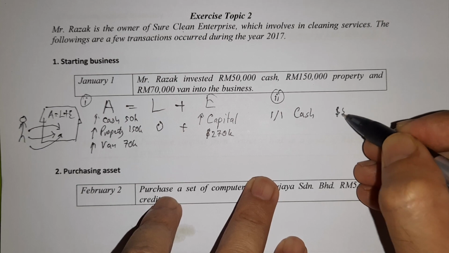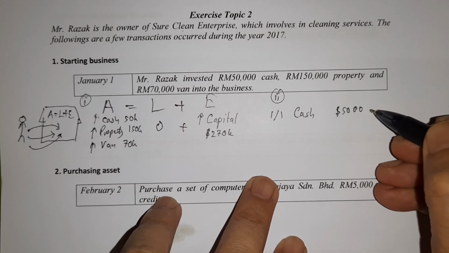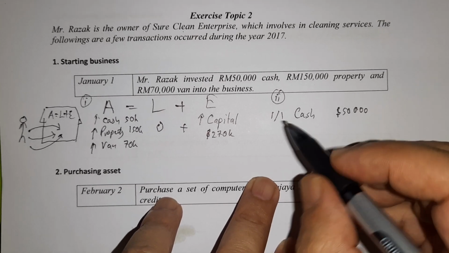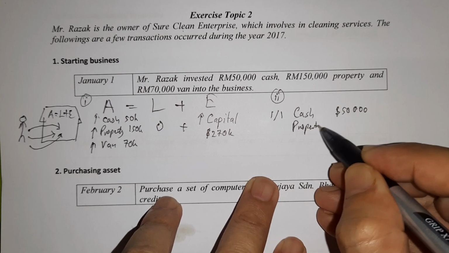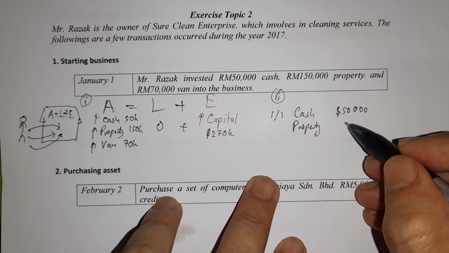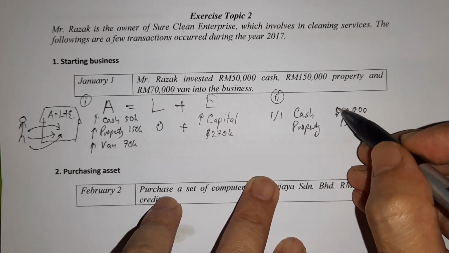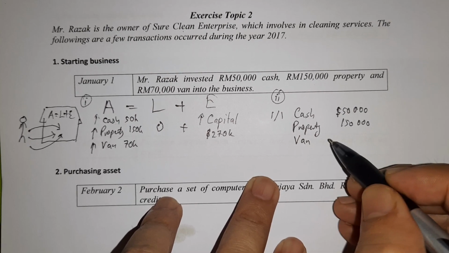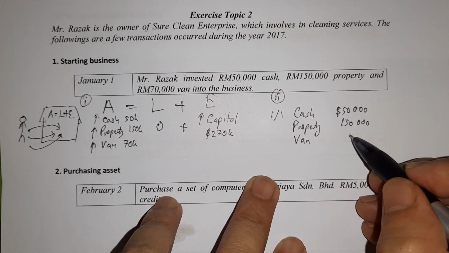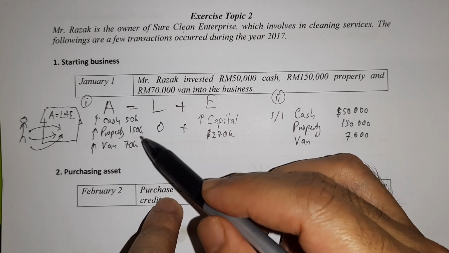Debit account cash 50,000. And then the second asset is property. So debit account property 150,000. And then the third asset is the van. You have to debit asset van or motor vehicle 70,000. So you have recorded all these 3 assets.